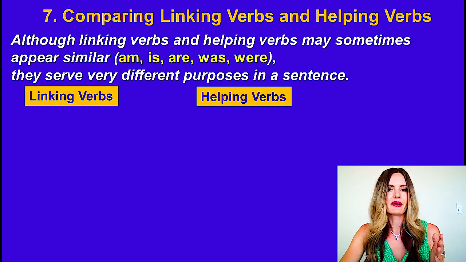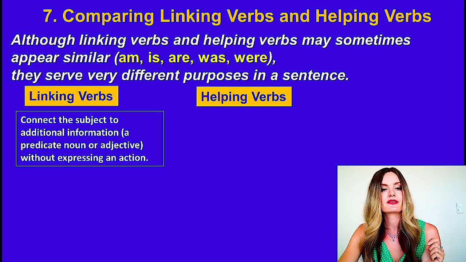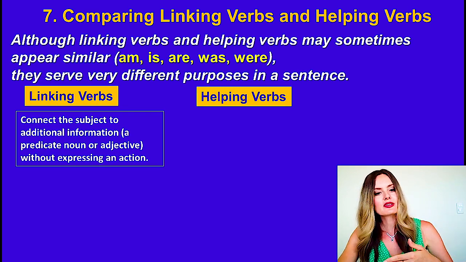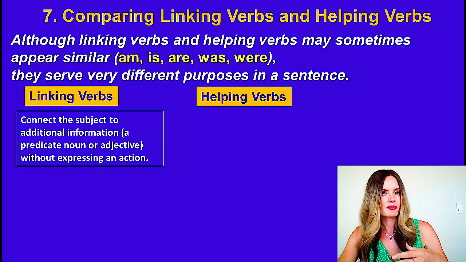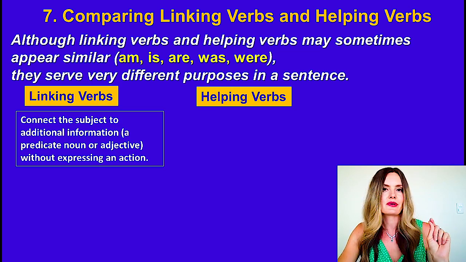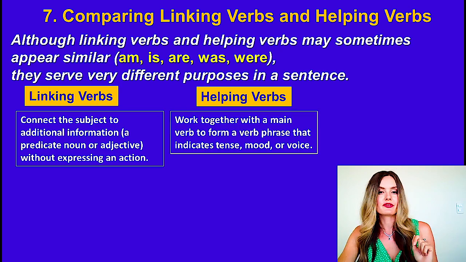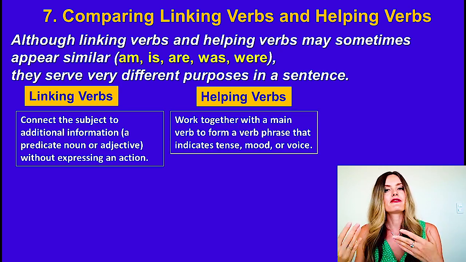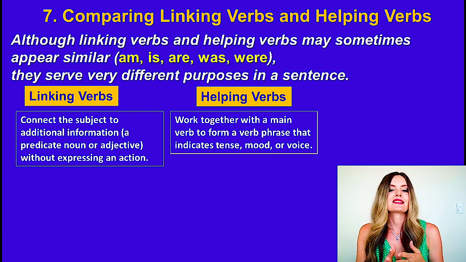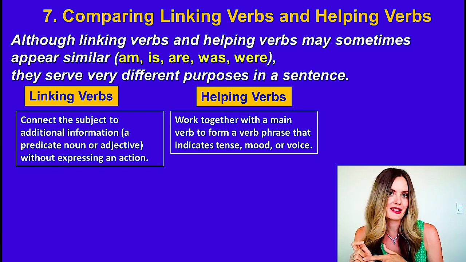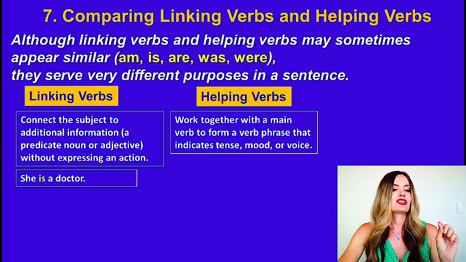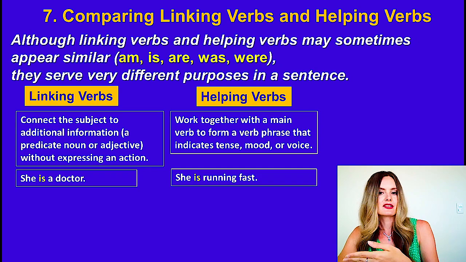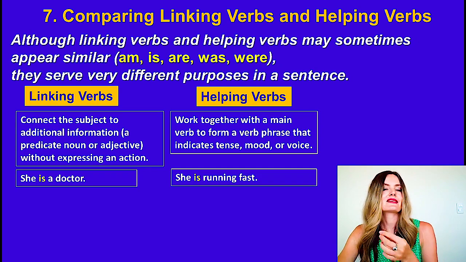Linking verbs, let's compare linking verbs and helping verbs. Linking verbs connect the subject to additional information, a predicate noun or adjective, as we have just learned, without expressing an action. But helping verbs work together with the main verb to form a verb phrase that indicates tense, mood, or voice. Now, she is a doctor, linking verb. She is running fast. In this sentence, is is a helping verb.